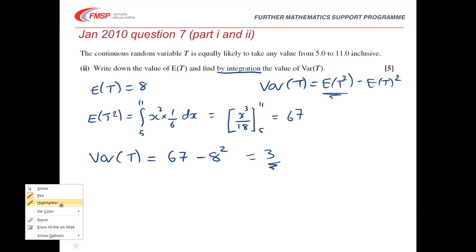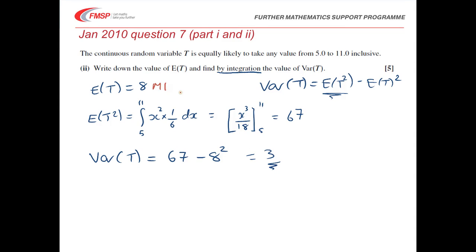So again, let me show you where marks are allocated for this question. So we get 1 mark, as it says, for getting this correctly. In fact, it's a B mark, not an M mark.